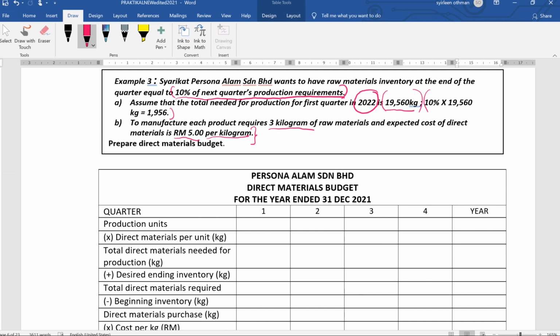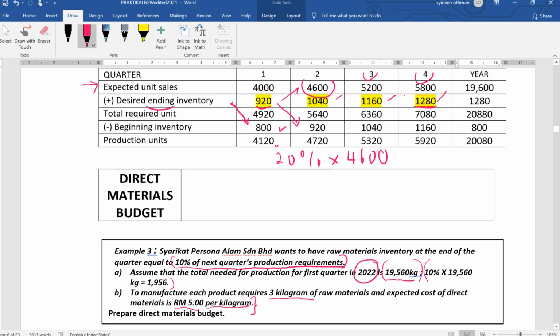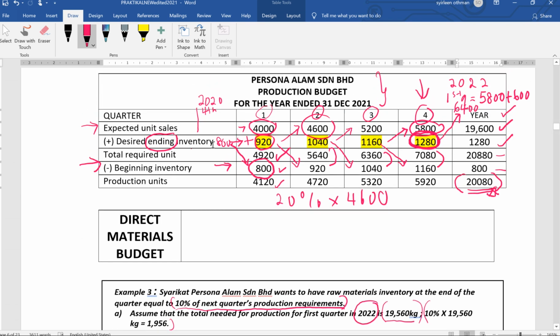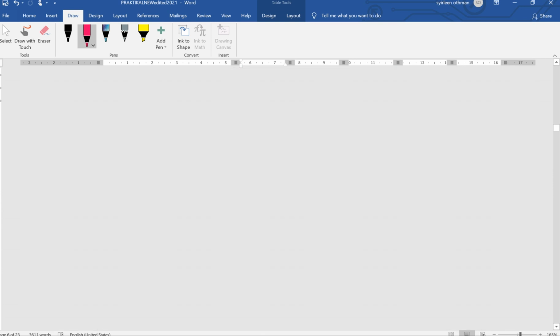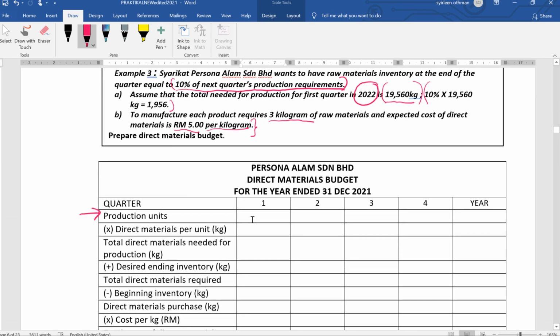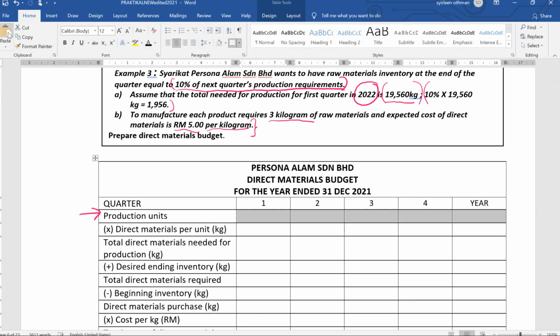In order to prepare the direct materials budget, you need to have the production units here. This production unit is taken from your production budget earlier. So this item here, which I highlighted, you copy back and enter into the production unit. This item is related to the previous budget. Your production units for every quarter are already calculated from the previous budget. You just copy and paste and bring it to the direct materials budget.